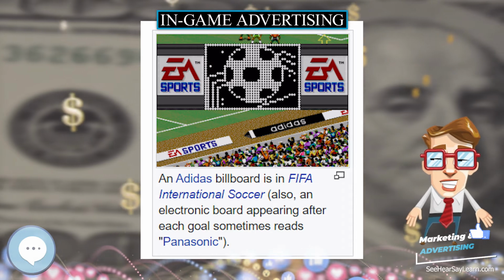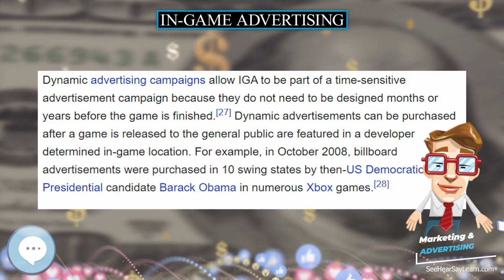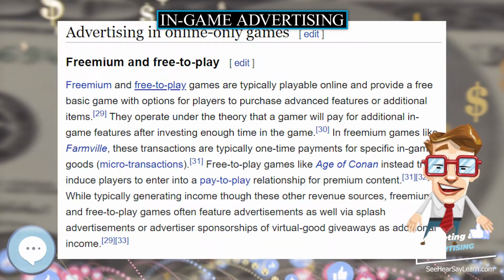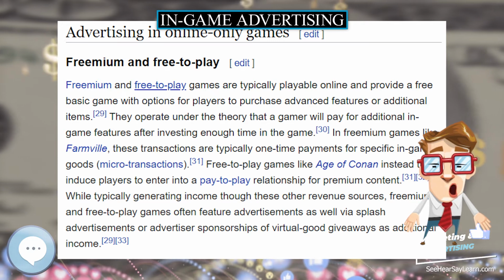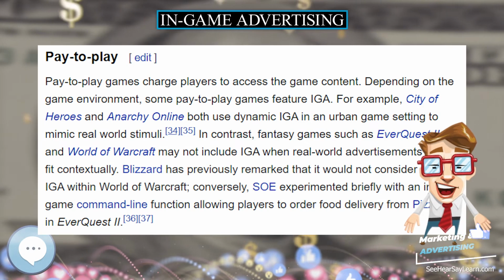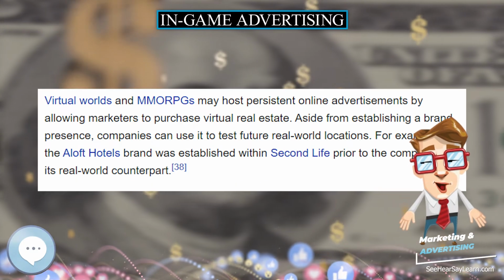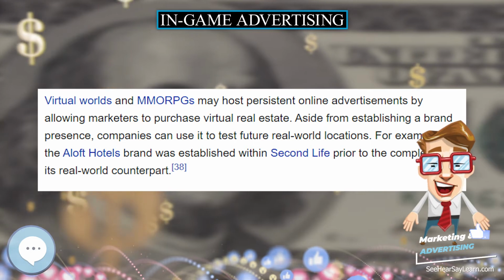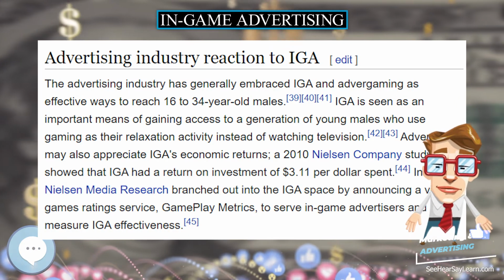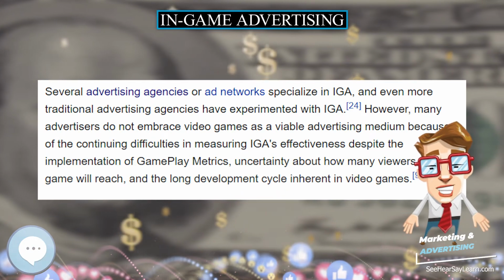Game industry reaction. Game publishers have mixed feelings about IGA. IGA can create new revenue streams. In some cases, publishers' profits have increased by an extra $1 to $2 per game unit sold, in addition to the typical $5 to $6 profit per unit. Some mobile phone games have replaced charging fees to gamers with IGA, and it is an important source of income for browser-based and other internet games that do not feature microtransactions or pay-to-play.